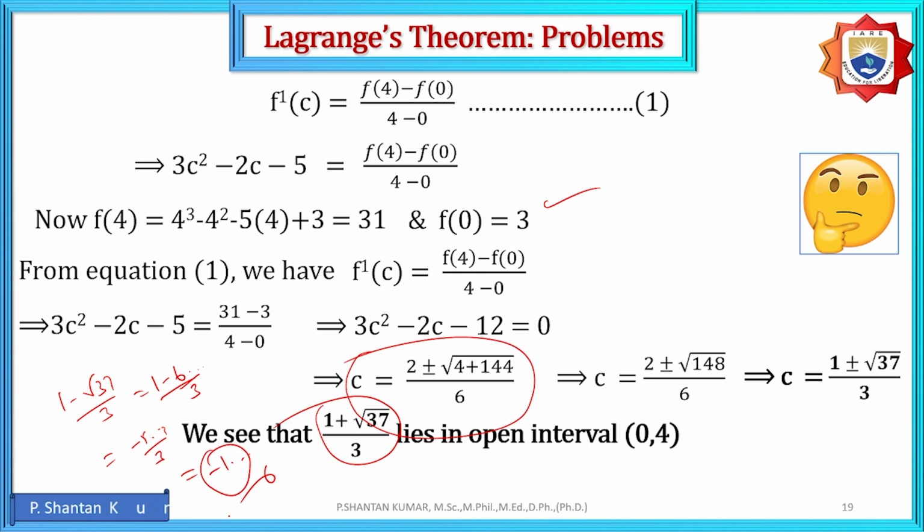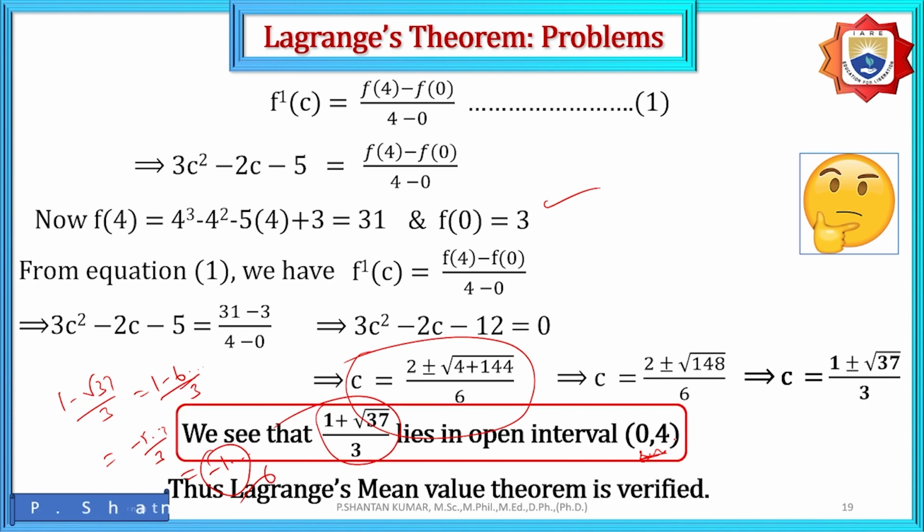Therefore, it is only the positive value. It is a positive value only, and it lies between a comma b. That is 1 plus root 37 by 3. Because 1 plus root 37 by 3 is 1 plus 6 point something by 3, which is 1 plus 2 point something. That means the value is 3 point something, which automatically lies in between. Hence the Lagrange theorem is satisfied.